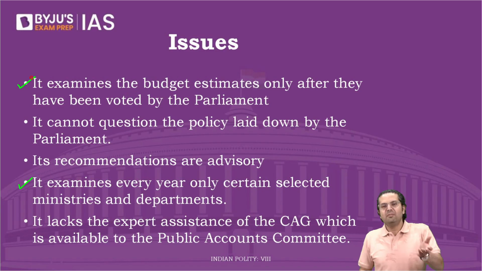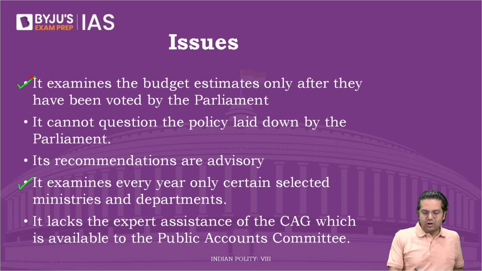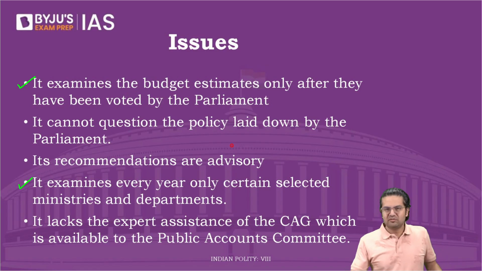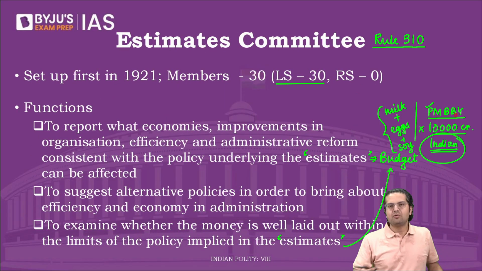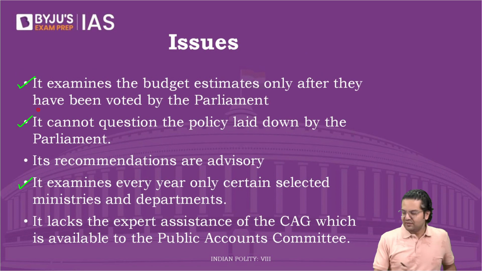But had you given me an option beforehand, then I would have more options to choose whether I should suggest you buy jeans or chinos or maybe some other track pants, etc. Right? Then it cannot question the policy. I am not saying this scheme is wrong. Scheme is good. I am just telling you how to spend money under the scheme. That's also a limitation. And recommendations, of course, as usual, are advisory.